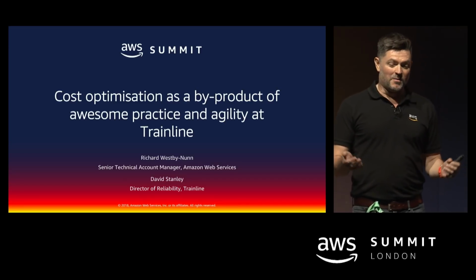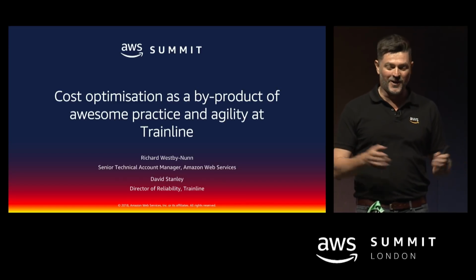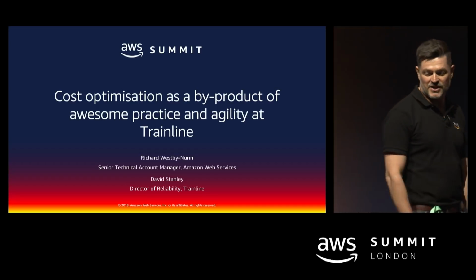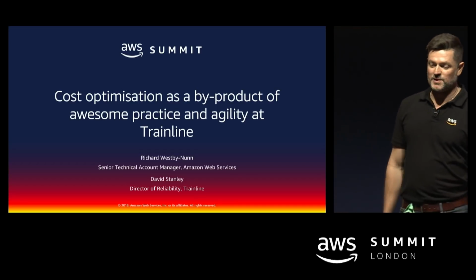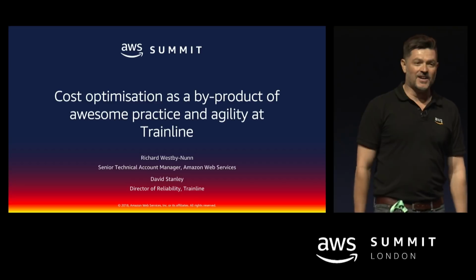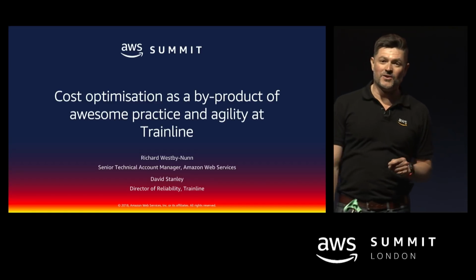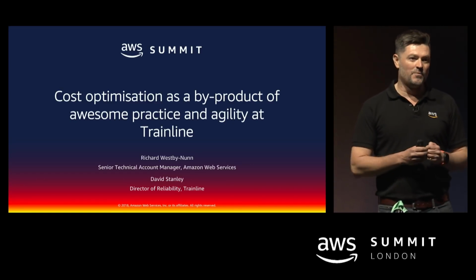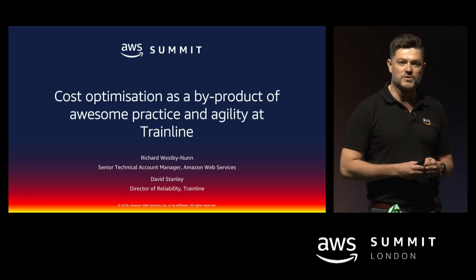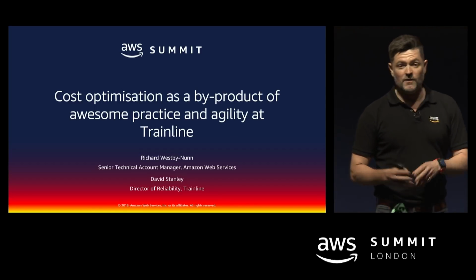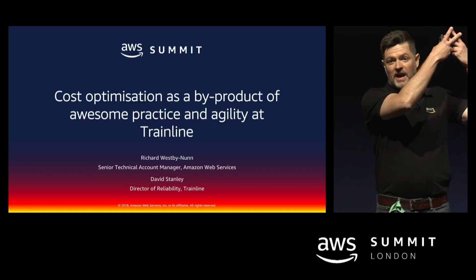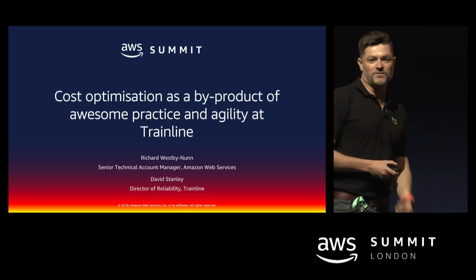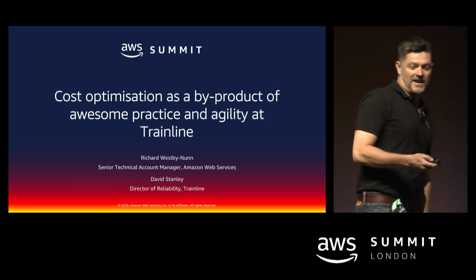Today, we're going to be talking about a real mouthful of a conversation, cost optimization as a byproduct of awesome practice and agility at Trainline. It is going to be an awesome presentation, and I'm hoping that you learn a lot and it really helps with your cost optimization. Don't forget today, we do have a hashtag, AWS Summit. Put it out there for those of you Twitterados, and let's start.